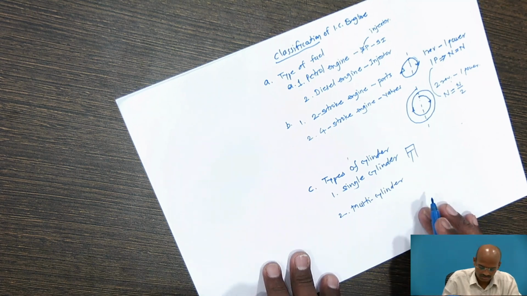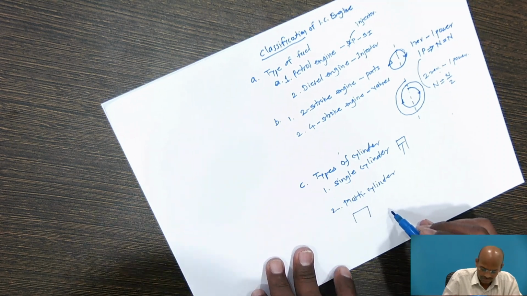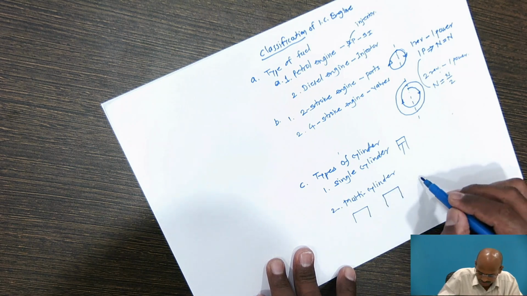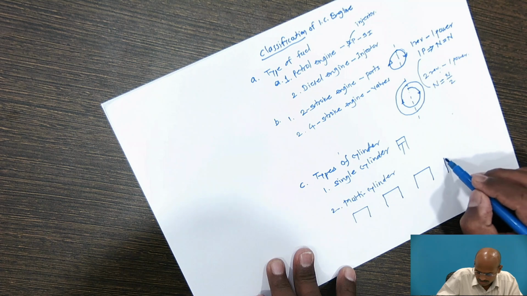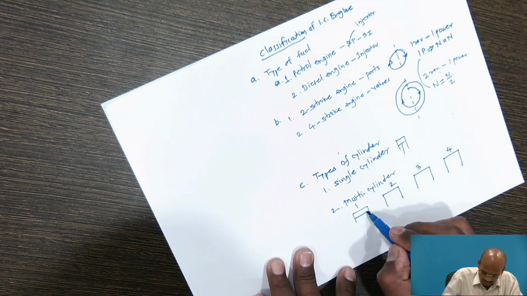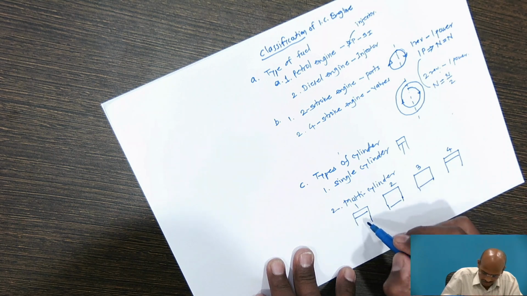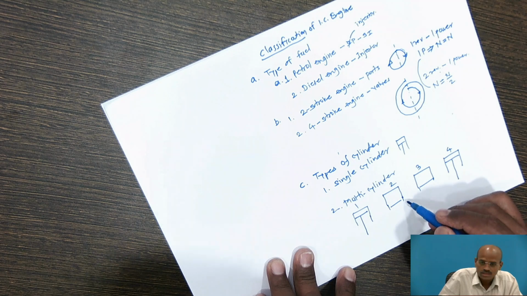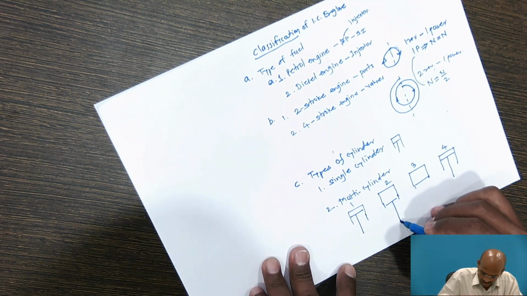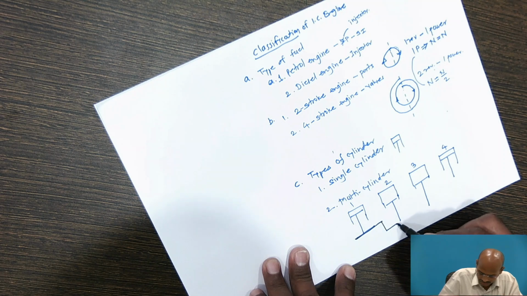So how to put these multi-cylinders? Multi-cylinders means more than one. Either inline engines we can put. Inline engines means multiple cylinders are mounted on the same crankshaft. Suppose the firing order is 1, 4, 2, 3, then the first and fourth cylinders are fired, the second and third are fired after that. So this is the connecting rod for first and fourth, then for second and third these are the connecting rods. And this is the single crankshaft.